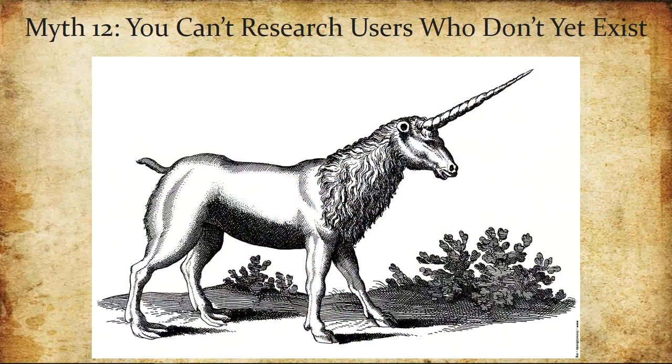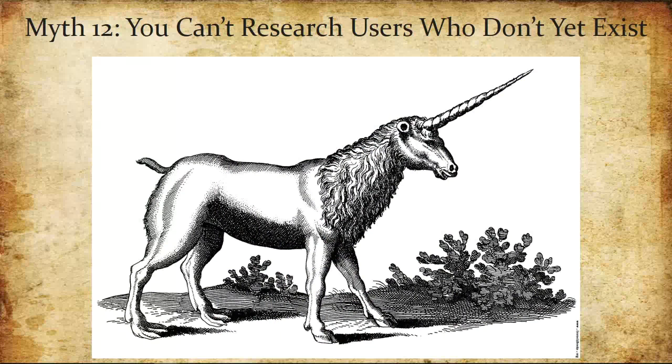The next myth is that you can't research something that exists. It's easy to see that, if you have people who are using a current product, or doing a current process that you're going to build an application for, you can research them. But what about when it's some sort of future product, and these customers don't really necessarily exist yet?